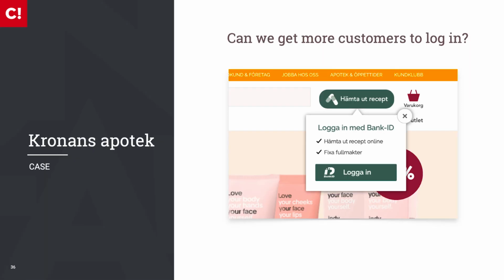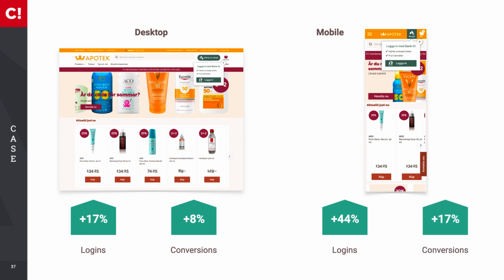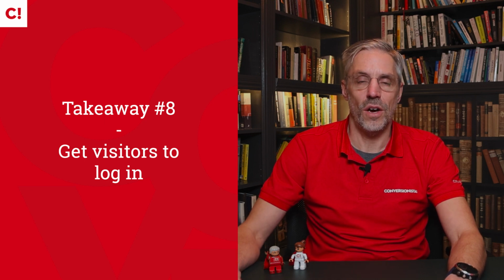We did it in a slightly different way because now people have their prescriptions in their account. So we want people to log in because they can see their prescriptions and then they can, of course, order them. So after some people came to the website, we popped this pop-up here that said you can log in with a bank ID and then you can find your prescriptions. All right. On the desktop, we had 17% more logins when we did this, and we had 8% more conversions. It was apparently even more obvious on the mobile, where we had 44% more logins and we had 17% more conversions. So takeaway number 8 is very simple. Get visitors to log in, right?